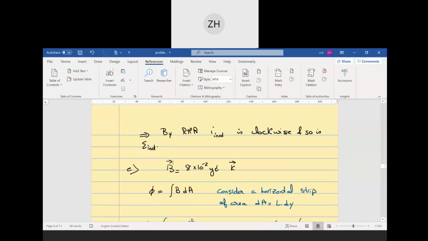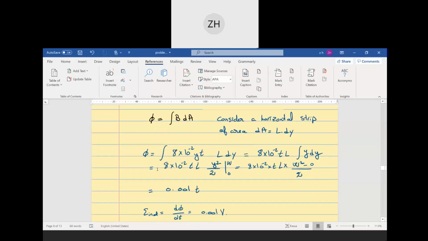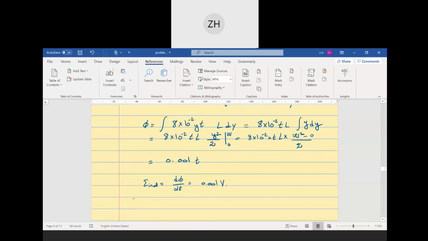Let's look for the direction again. Our magnetic field depends on y and t. Everything here is positive. Y increases, t increases. This means that the magnetic field is increasing. So according to Lenz's law, the induced current will try to oppose this increase in flux. So if B is outside the page, the induced magnetic field will be inside the page, and by the right hand rule, the current is going to be clockwise. So the induced EMF will also be clockwise.